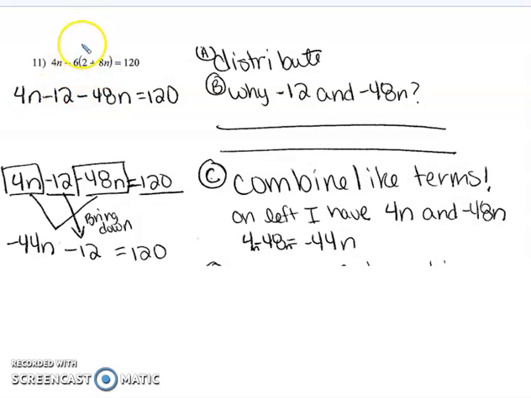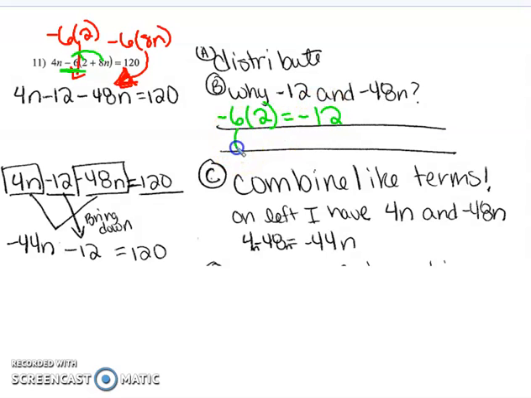A negative 6 times a positive 2 and a negative 6 times a positive 8n. Okay? You have to pay attention to whatever is in front of that. That is not 4 minus 6. You must distribute first. Okay? Then, over here we need to write negative 6 times 2 equals negative 12. Negative 6 times 8n equals negative 48.